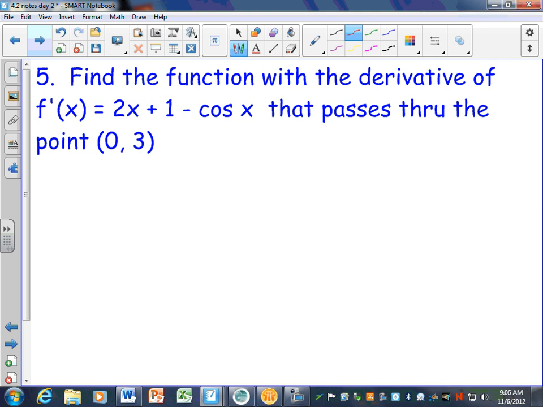Again, they're just giving you the derivative. The difference is they're giving you a point. So instead of just having to do a plus c, you're going to actually be able to find c. That is really the only difference in this. So it's a specific antiderivative instead of a general antiderivative. Now, step 1 is still going to be, let's find our original function. And again, it's not so bad here.